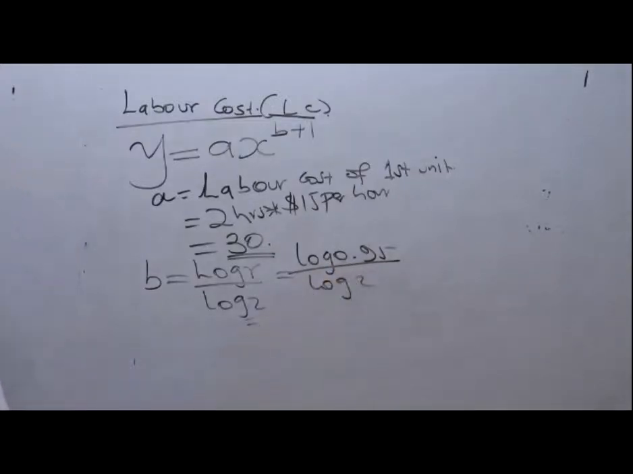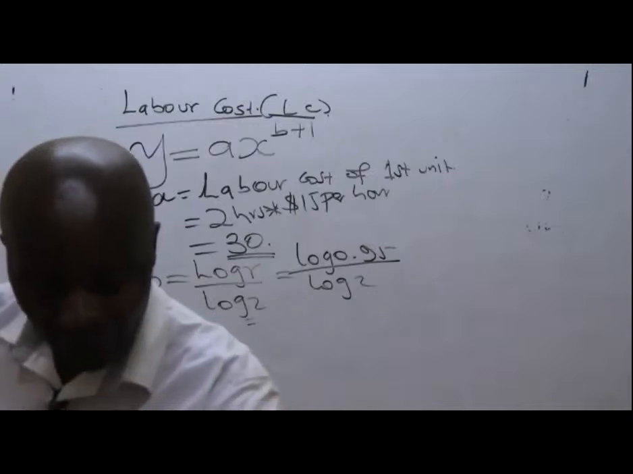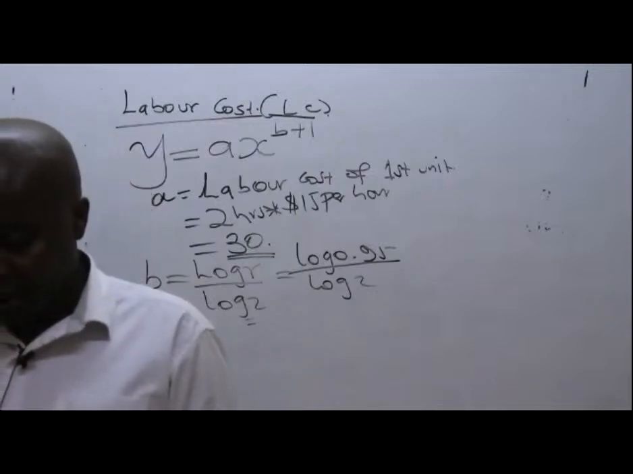So could you kindly give me an answer here? Log of 0.95 all over log 2. Tell me, what do we have? Log of 0.95 divided by log 2. What do we have, somebody?